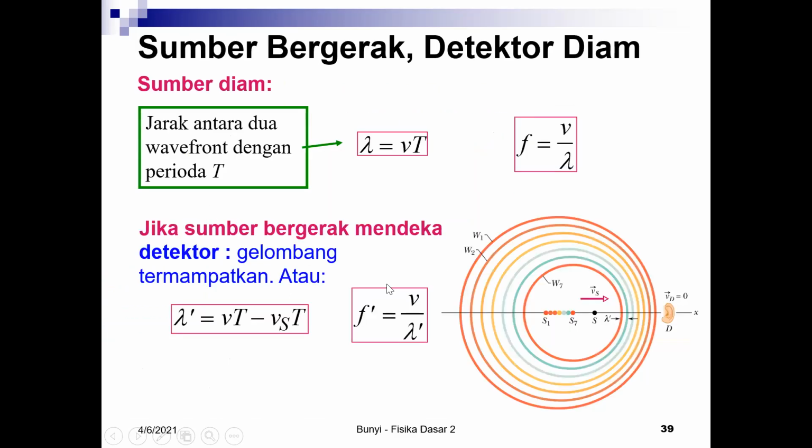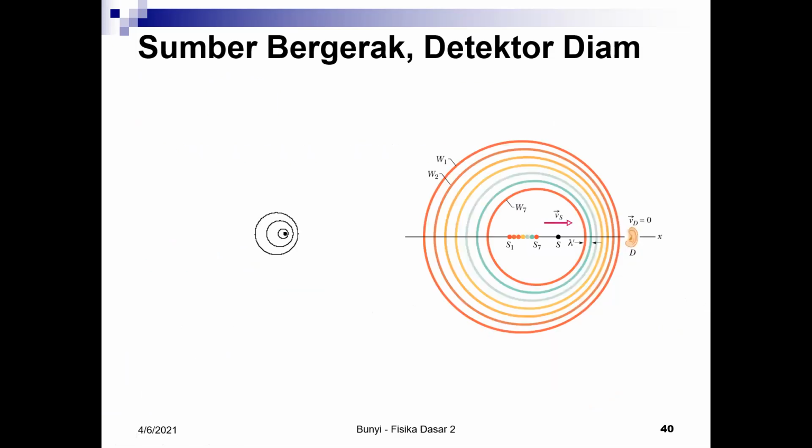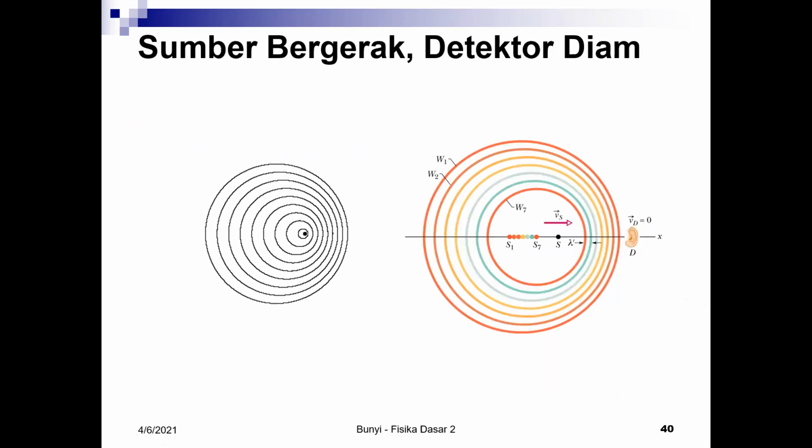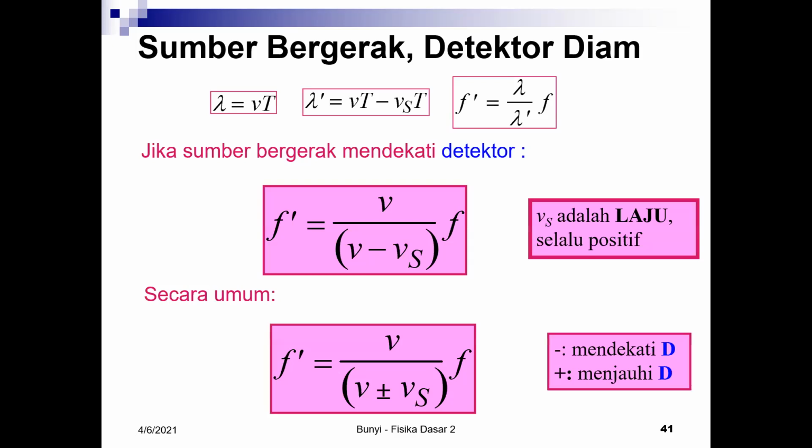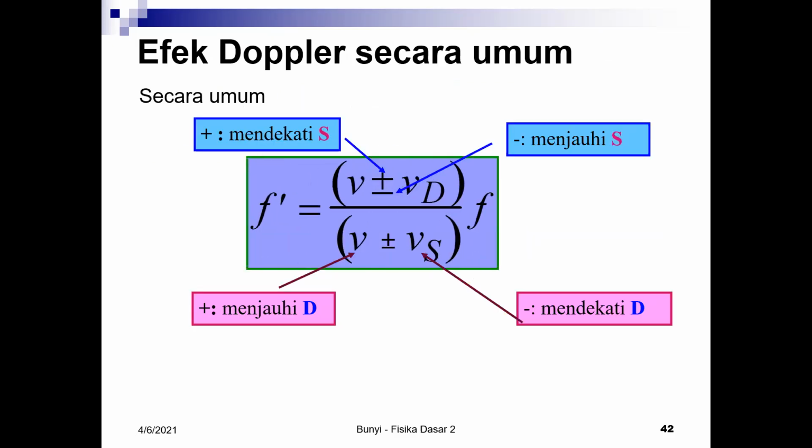Kalau sebaliknya, sumbernya bergerak, di sebelah kanan gelombangnya makin pendek, sedangkan di sini makin panjang. Tapi yang terdengar oleh detektor bukan yang belakang, tapi yang depan, makanya dipilih yang depan. Jadi f prime sama dengan v dibagi lambda prime. Ini tadi simulasinya. Secara umum didapatkan seperti ini.